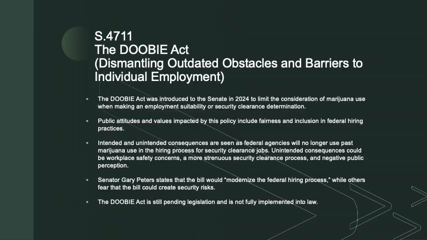Intended consequences are that federal agencies will no longer use past marijuana use in the hiring process for security clearance jobs. Unintended consequences could be workplace safety concerns, a more strenuous security clearance process, and negative public perception. Senator Gary Peters states that the bill would modernize the federal hiring process, where others fear that the bill could create security risks. The DOBI Act is still pending legislation and is not fully implemented into law as of yet.